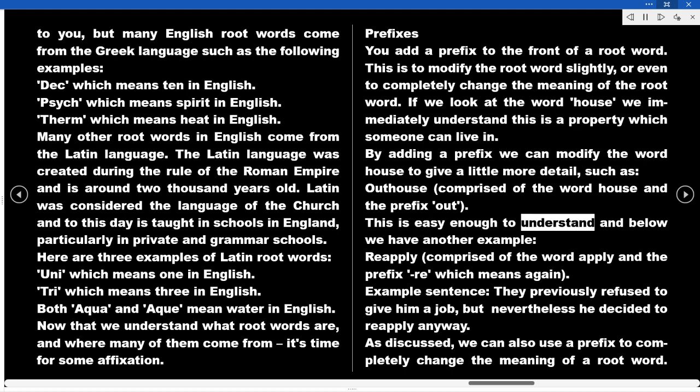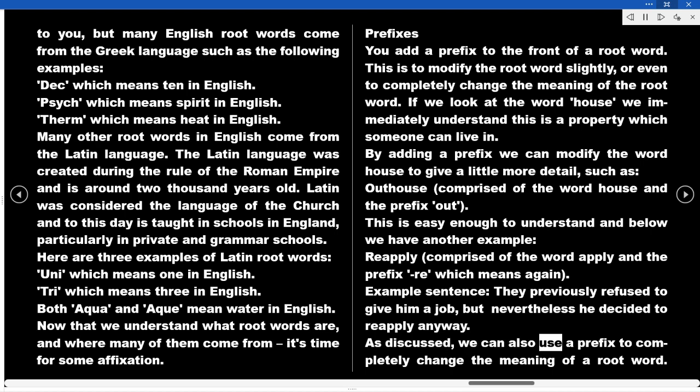This is easy enough to understand, and below we have another example. Reapply, comprised of the word apply and the prefix re, which means again. Example sentence: they previously refused to give him a job, but nevertheless he decided to reapply anyway.